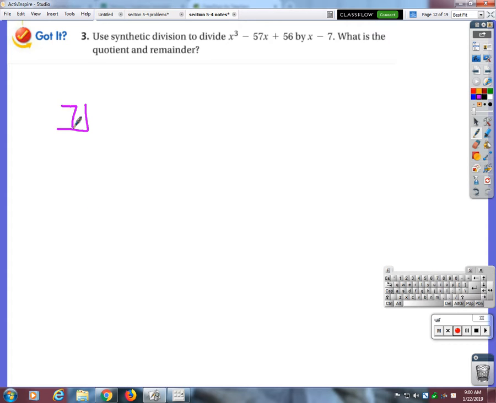7, because it's always a number that will make the divisor 0. Okay, and then I just write down the coefficients. How many x cubes do I have? 1. Be careful. How many x squareds do I have? 0. And you need that 0. If I'm going to start at x cubed, then I have to go in order. So don't just skip ahead to the negative 57. I've got 1 x cubed. I've got no x squareds. How many x's do I have? Negative 57 of them. And then my last one is a 56.